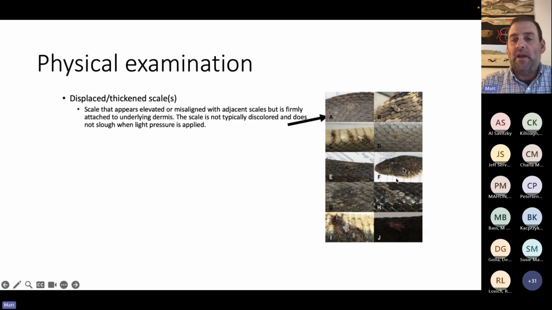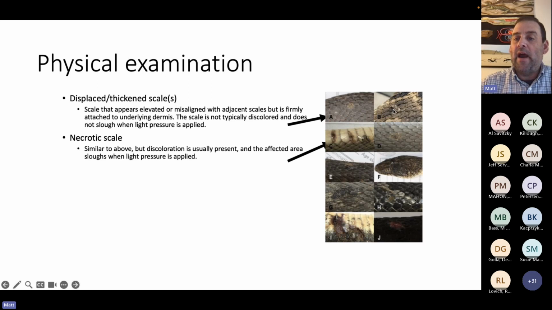But the first sign usually that we see is a displaced or thickened scale. So this is just a single displaced scale, and this animal is positive for Ophidiomyces, no other clinical lesions whatsoever. This tends to die and become black, which we see as necrosis. You can see it here. This one has moved into a necrotic scale. This is a dead scale, but it's still attached by all of the living scales that are around it.